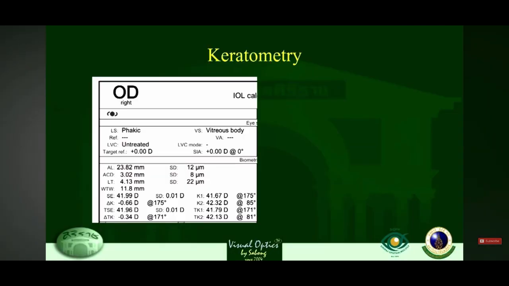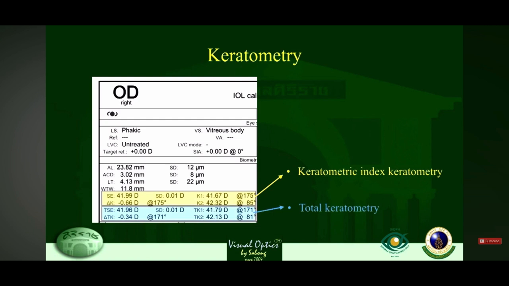I believe that many of you are already aware of total keratometry. If you look at the printout of the Zeiss iMaster 700, it gives you two sets of keratometry. The first set is what we call the standard keratometry, or in other words, the keratometric index keratometry. The second set is the total keratometry. Looking at these two values helps me a lot in the way I do the calculation in the patient's eyes.